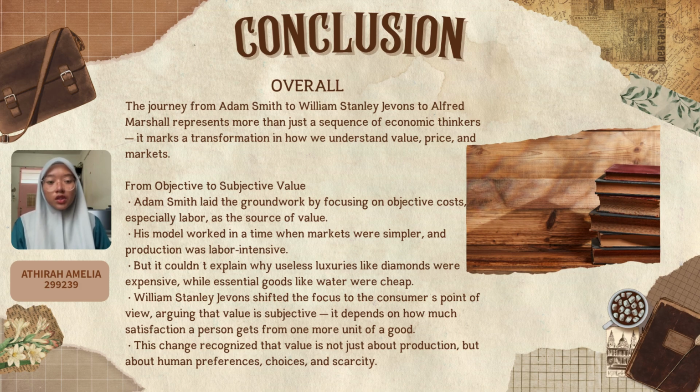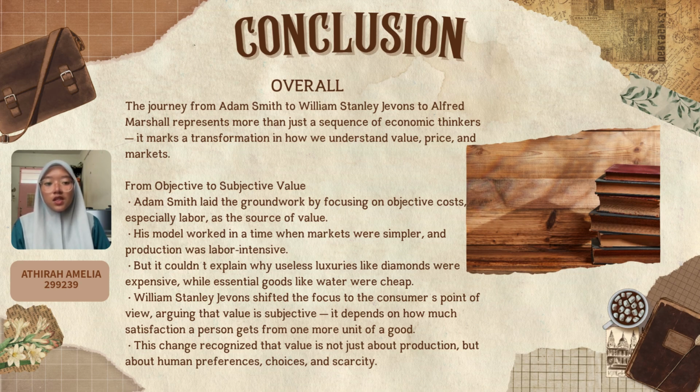For the overall conclusion, the journey from Adam Smith to Jevons to Marshall represents more than just a sequence of economic thinkers. It marks a transformation in how we understand value, price, and markets. From objective to subjective value, Adam Smith laid the groundwork by focusing on objective cost, especially labor, as the source of value. His model worked in a time when markets were simpler and production was labor-intensive, but it could not explain why useless luxuries like diamonds were expensive, while essential goods like water were cheap.